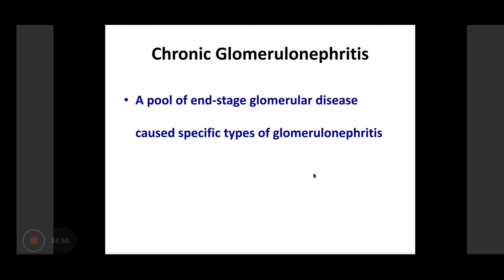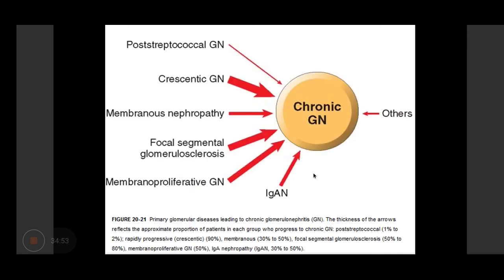Right? So any kind of disease can cause glomerulonephritis. This includes post-streptococcal glomerulonephritis, membranous nephropathy, focal segmental glomerulosclerosis, FSGS, and IgA.